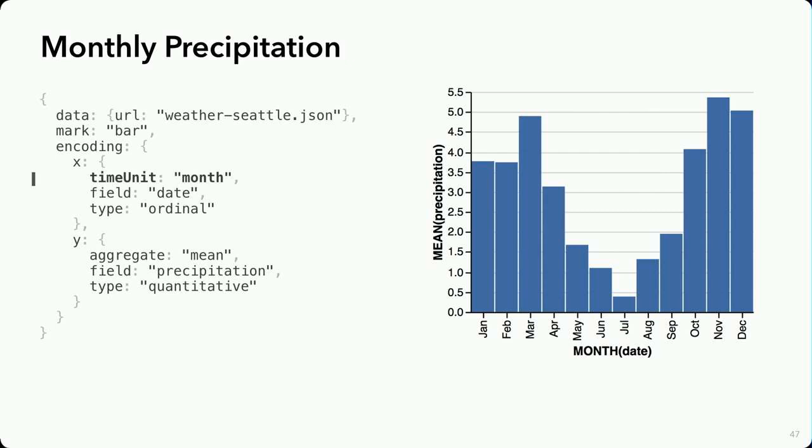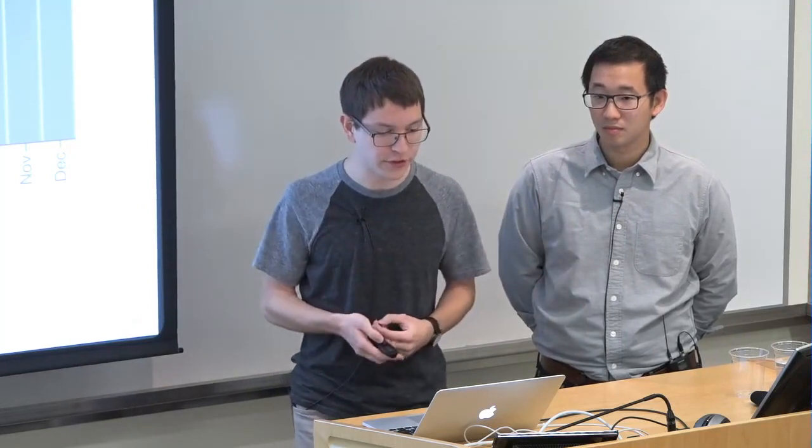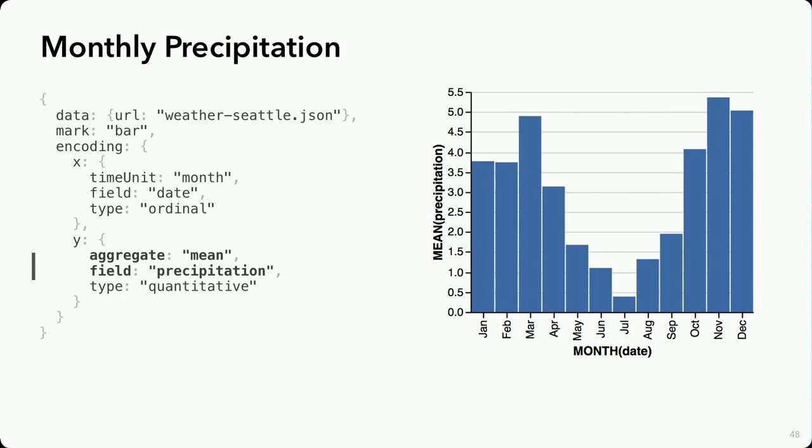So in this chart, the x-axis encodes the date, which is grouped by month. And here we use the special operator, or this field time unit, which automatically puts all the days with the same month into one bin. The length of the bar encodes the mean or average precipitation of all the days that fall into a month.